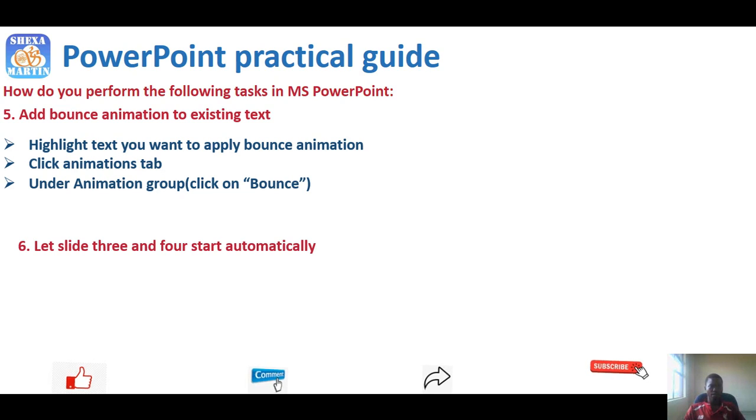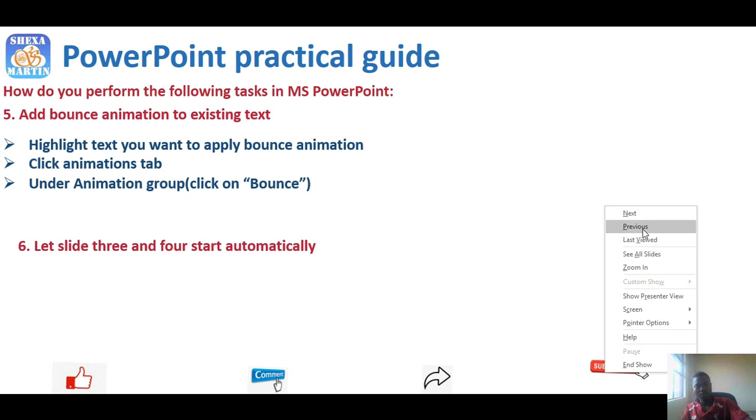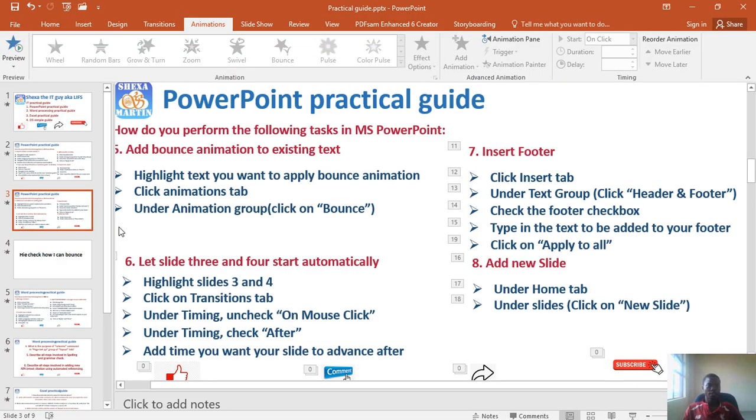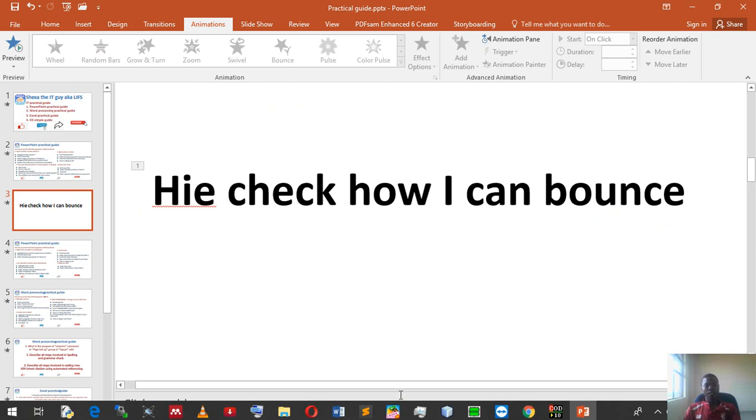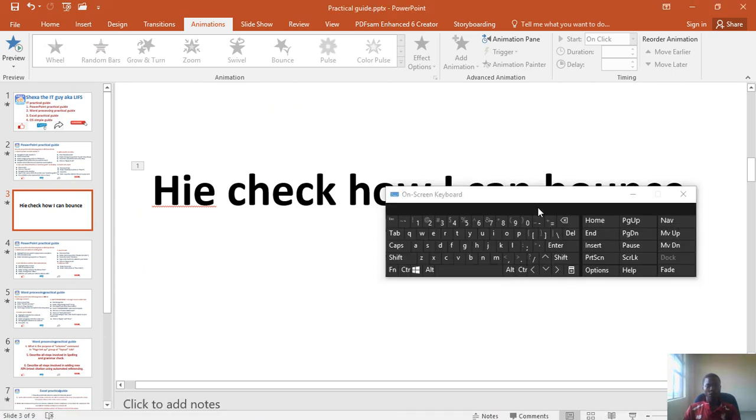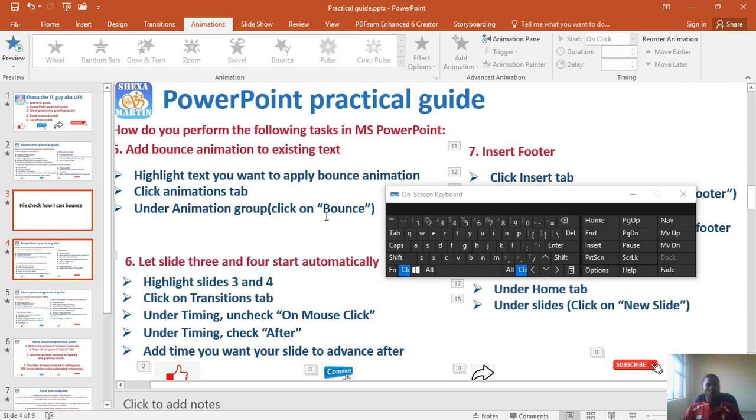Let slides 3 and 4 start automatically. So how do I set slides 3 and 4 to start automatically? To do that, this is slide 3. Right, slides 3 and 4, these two slides are supposed to start automatically. So I just highlight these two. To highlight the two, you hold Control and select all the slides that you want to start automatically. And after that, you release Control.